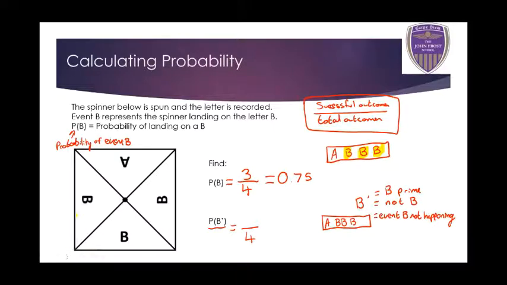Now, how many of these outcomes are not the letter B? Well, there's only one. There's only one letter A out of all these options. So that must mean there's only one successful outcome. Therefore, the probability of B prime, or the probability of B not happening or not getting a letter B, is equal to 1/4, which as a decimal is 0.25. Okay. So now we're throwing in really formal statistical notation. So B prime just means not B. Let's have a look at another example.